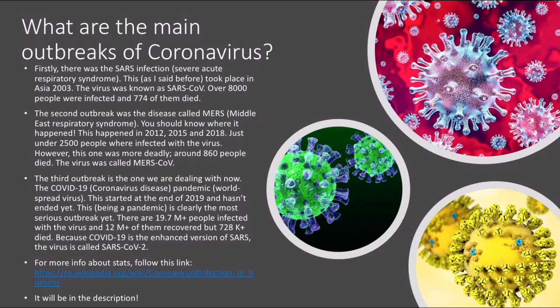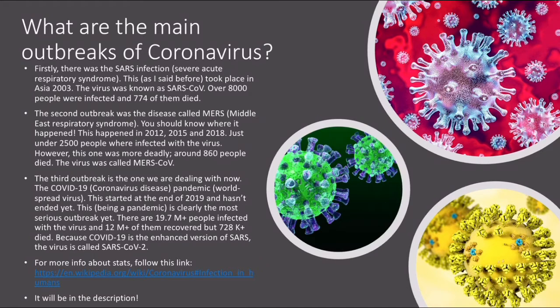Now, the second main outbreak was called MERS, which stands for Middle East Respiratory Syndrome. You should know where it happened. I'll give you a clue: it's in its name. So this happened in 2012, 2015 and 2018. That's right, there were 3 main periods. However, just under 2,500 people were infected by the virus. However, this virus seemed to be more deadly, so 860 people died. The virus itself was called MERS-CoV.